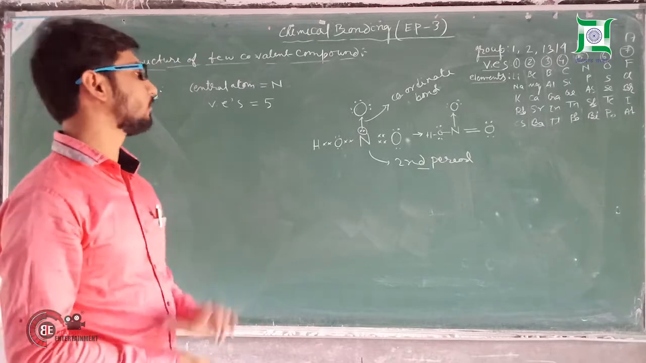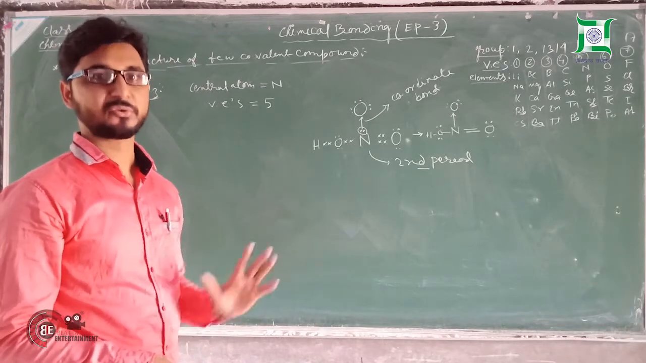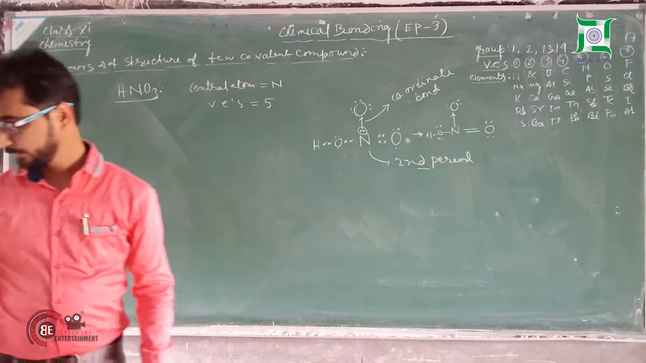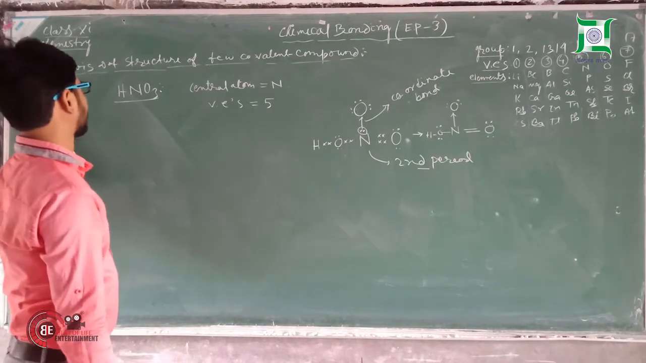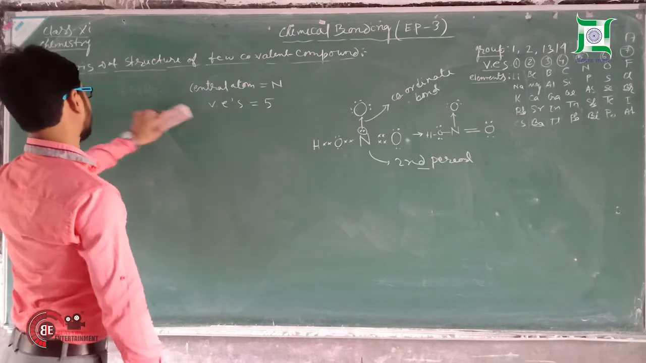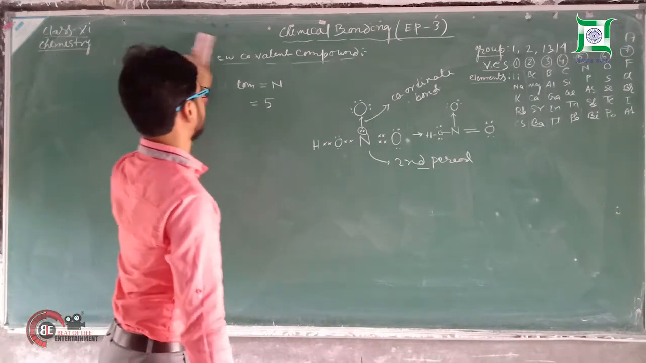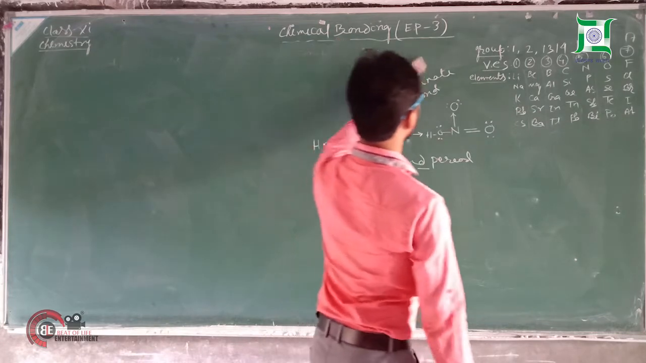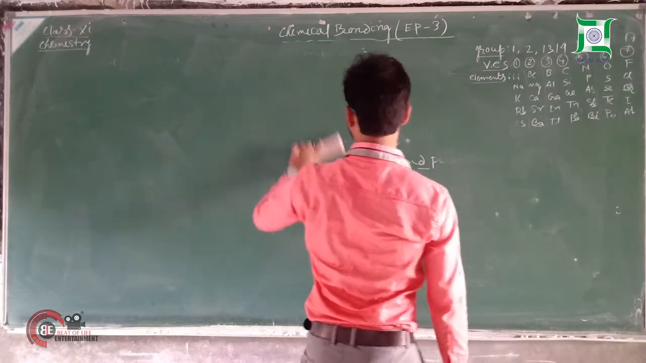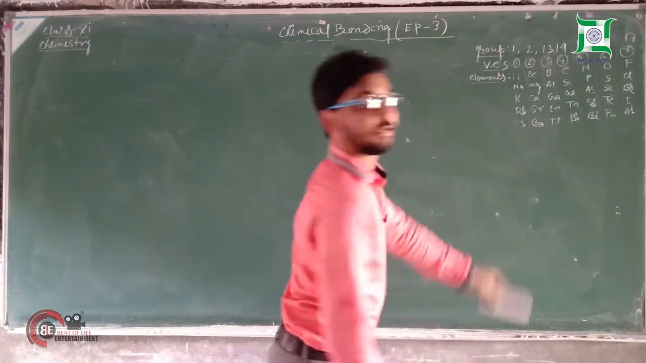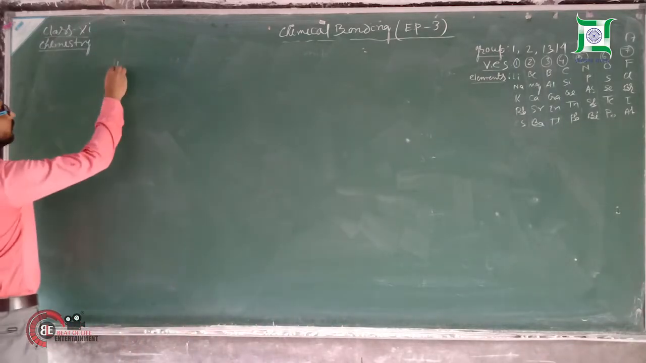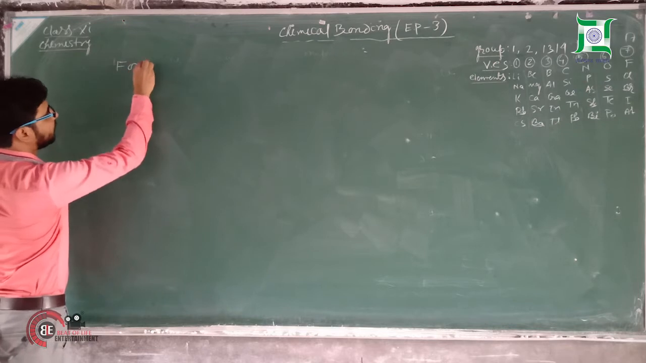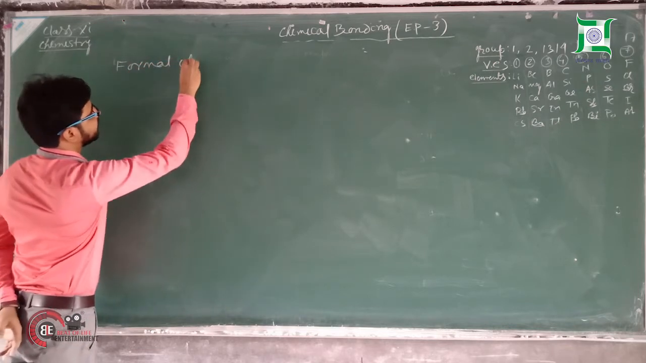Here a coordinate bond is formed between nitrogen and oxygen. So let us check, this is the Lewis dot structure of HNO3. Now we are studying another topic of this chapter, that is called formal charge. So now we are going to study formal charge.